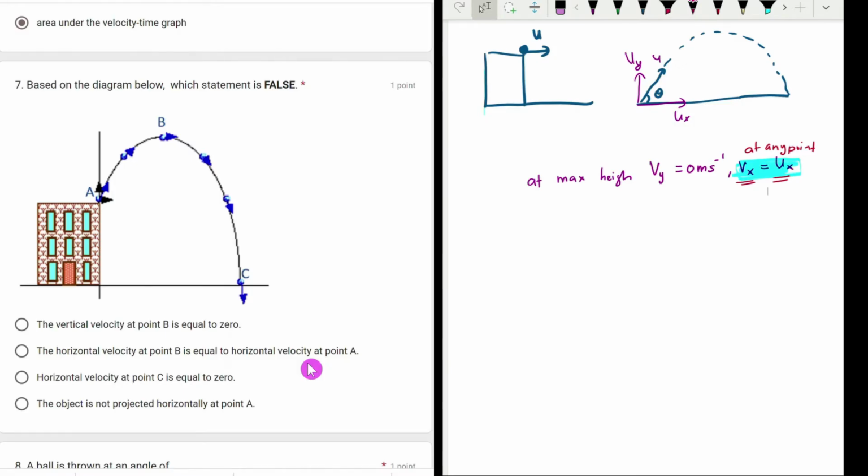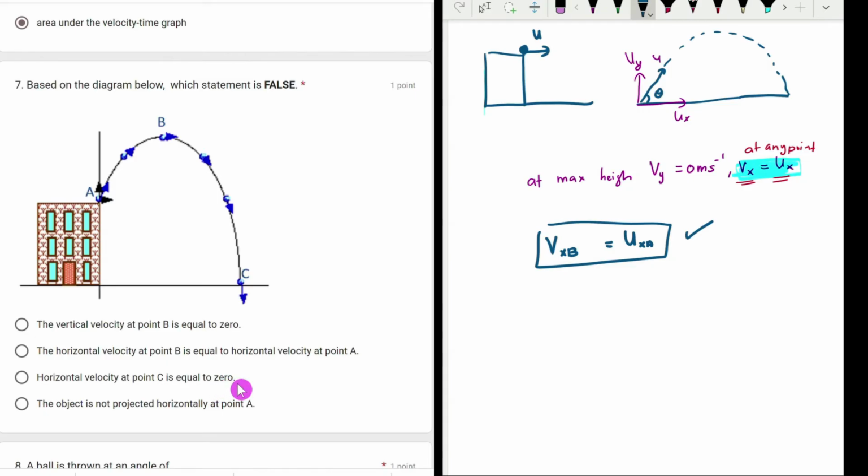Betul? Okay, sebab Vx at point B, horizontal velocity at point B, is always equal to Ux at point A. So betul, yang ini betul. Okay, and then next, horizontal velocity at point C is equal to 0.